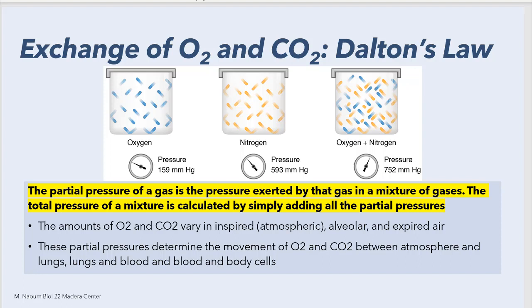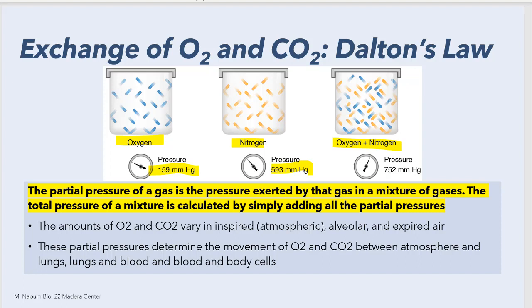What does this mean? So here I have oxygen and nitrogen. If oxygen were present on its own, the total pressure that it has in this case is 159. If nitrogen was here on its own, its total pressure would be 593. But let's say both of these gases are in that same container. What does the total pressure look like?